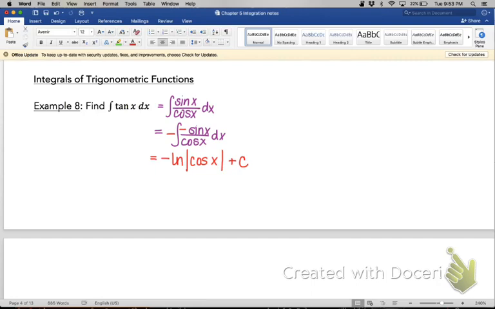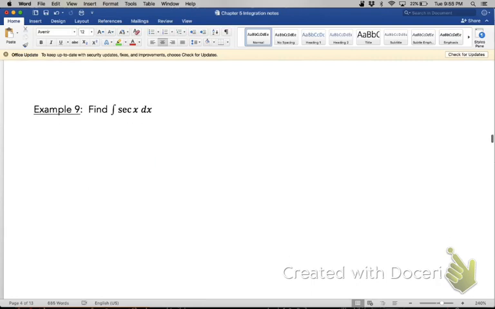And that's not something that we would have seen otherwise, but these natural log integrals really do a lot for us, to kind of open up doors to functions that we weren't able to integrate before. So I think that's kind of nifty. Let's look at the next example here.